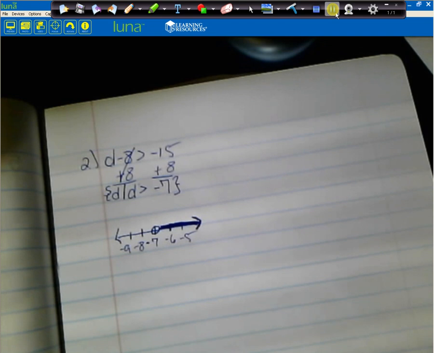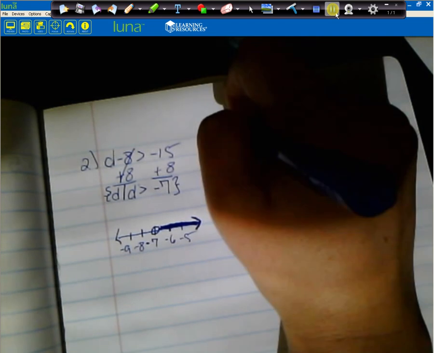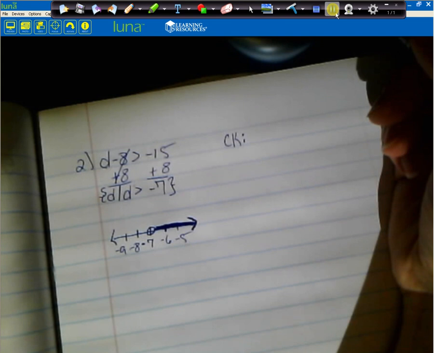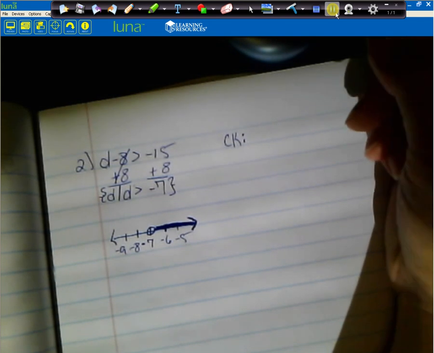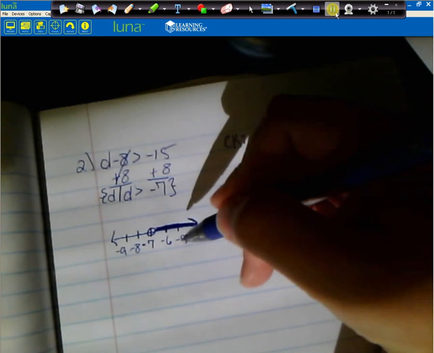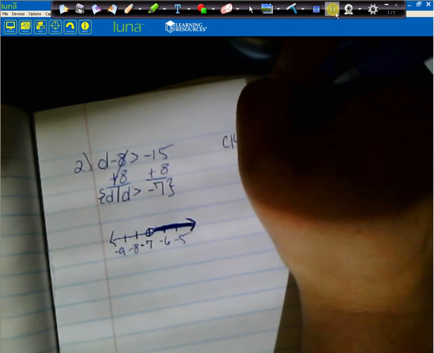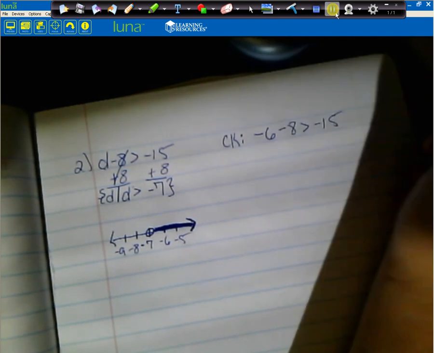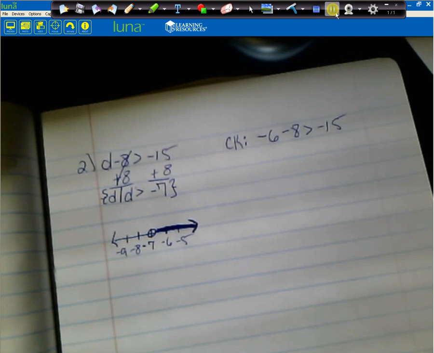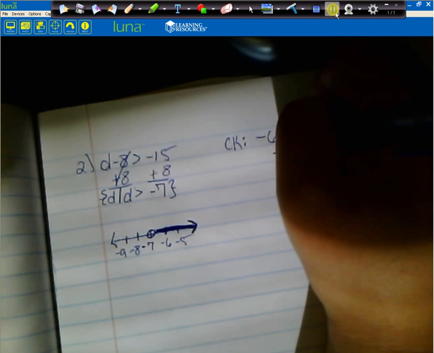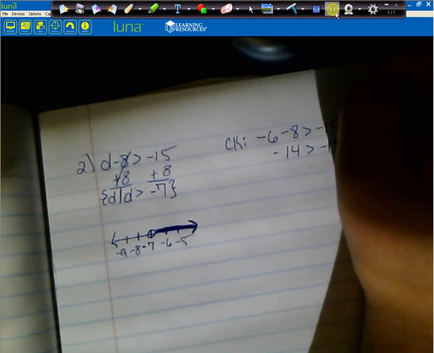So you've solved it, we've set it, we've graphed it, now we're going to check it. To check, again, I go back to my original problem, and I'm not going to pick the negative 7 to check with because that doesn't let me know that I shaded the correct region. So I'm going to pick a number in this shaded region in order to check. I'm going to pick negative 6. Negative 6 minus 8 is greater than negative 15. Negative 6 minus 8 is negative 14, which is greater than negative 15, so that checks out.